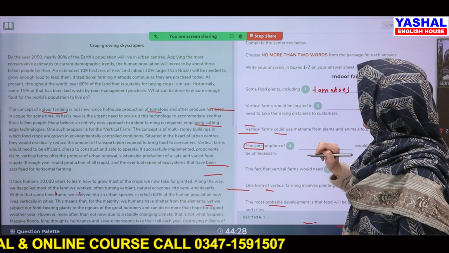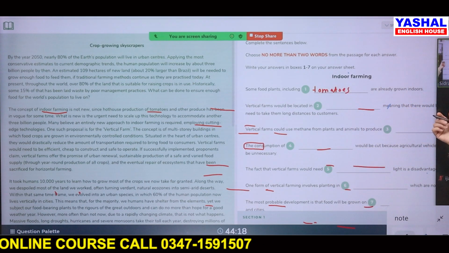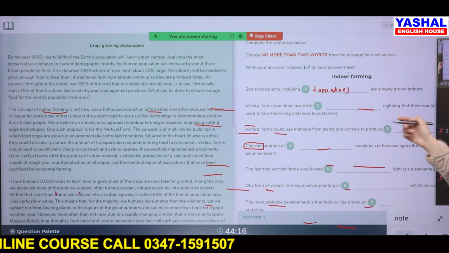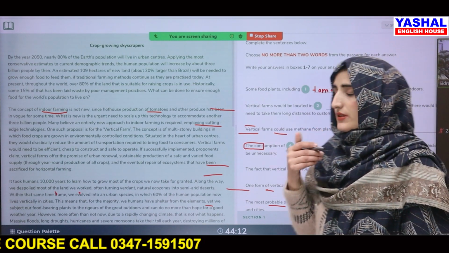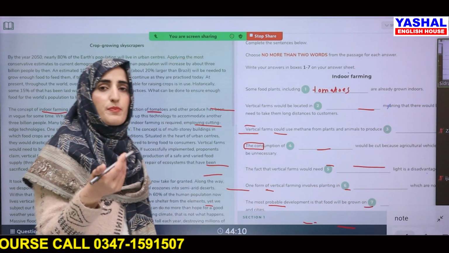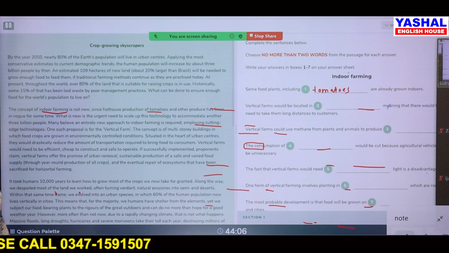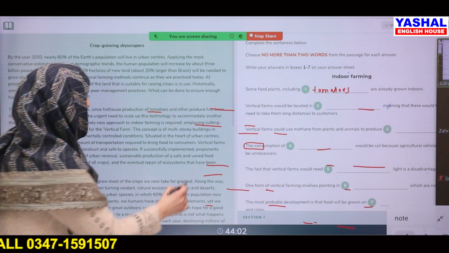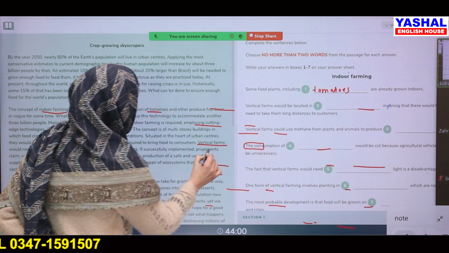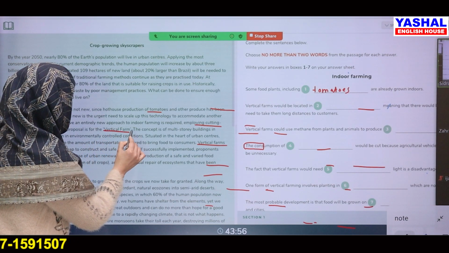The second one is: vertical farms would be located in dash, meaning that they would need to take them long distances to customers. Vertical farms would be located in dash. Please, जगह हमने mention करनी है. So we will read onward. हमने आगे इसको read करते जाना है. Vertical farms, the word is here. We have vertical farms. Again, we have vertical farms here.